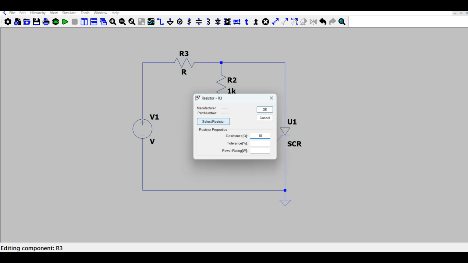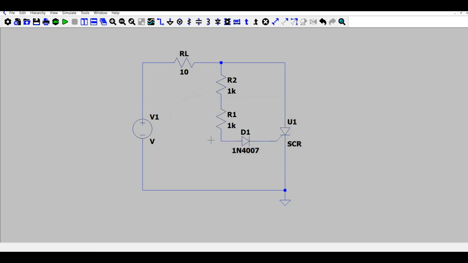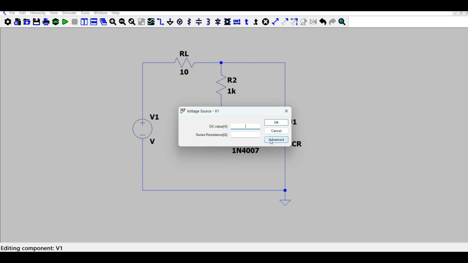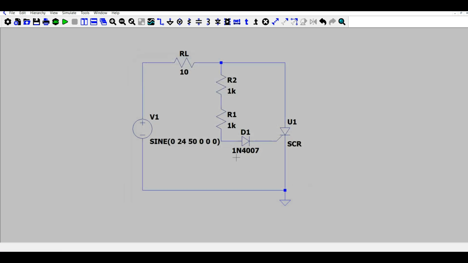Let's set this value to 10 ohms with the name as RL. Then the source input is of type sine wave with offset 0, amplitude of, let's suppose, 24 volts with a frequency of 50, and all other things like delay angle, delay time, as well as the phase angle is 0. Okay, so we have selected the components with part numbers except this SCR.